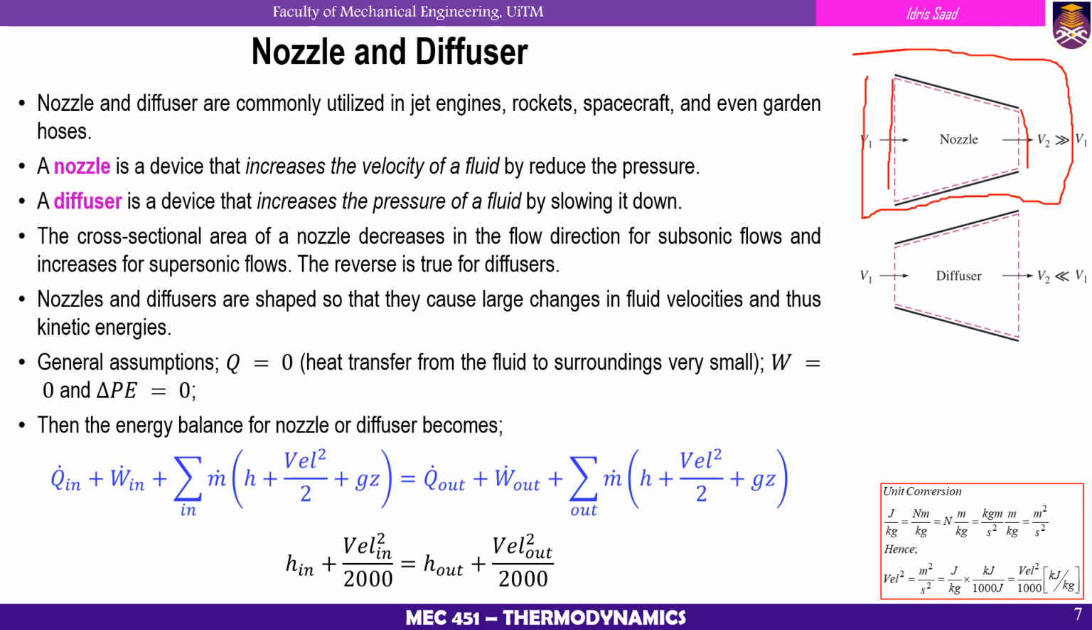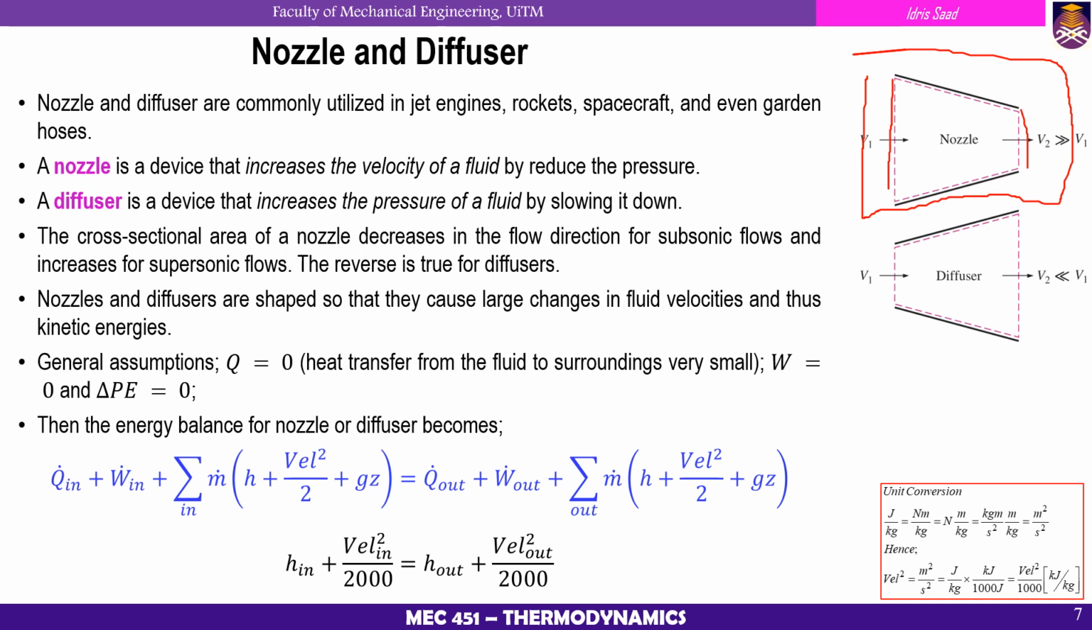Basically, the diffuser is technically defined as a device that increases the pressure of the fluid flow by slowing it down. The simplest example of the diffuser is the speaker. Remember, when we use the speaker, our voice will become louder. Actually, the working principle of the diffuser is opposite to the nozzle.